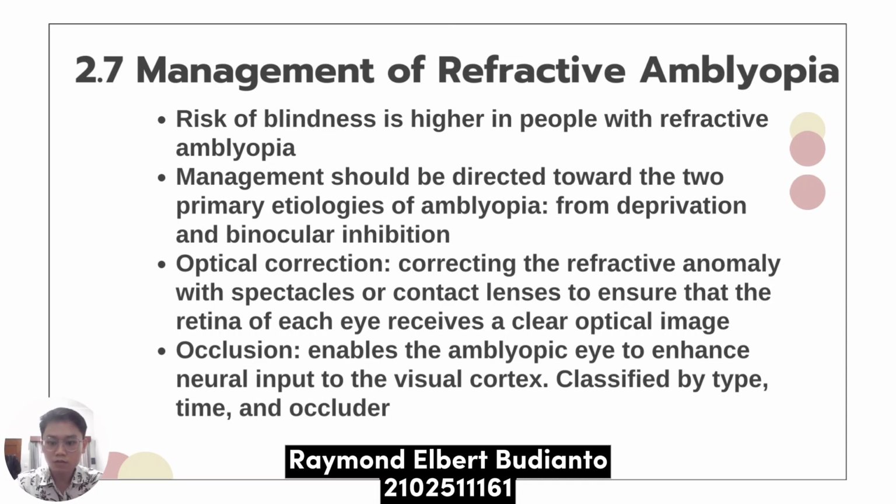The second one is occlusion. The rationale for using occlusion is that occluding the better eye stimulates the amblyopic eye, decreasing inhibition by the better eye. Occlusion enables the amblyopic eye to enhance neural input to the visual cortex. It is also important in eliminating eccentric fixation.